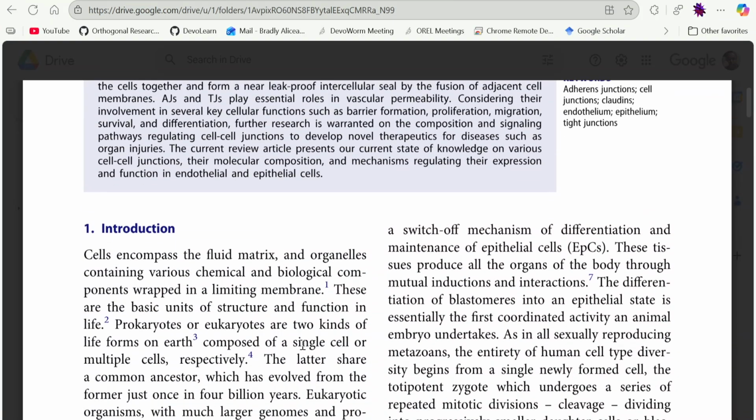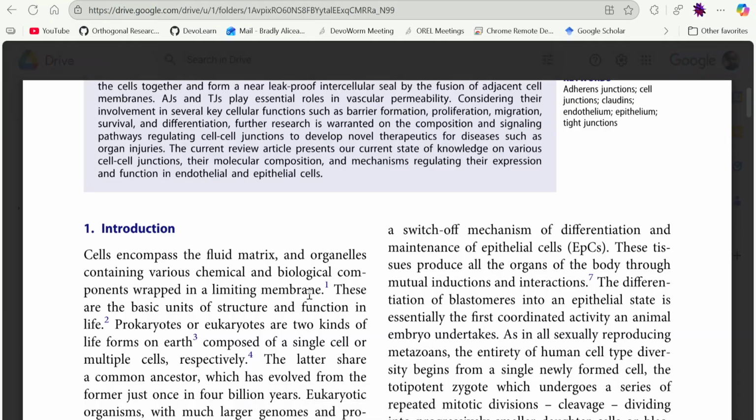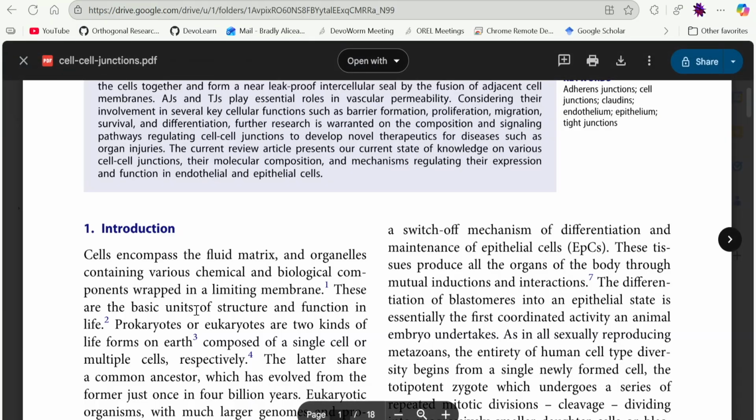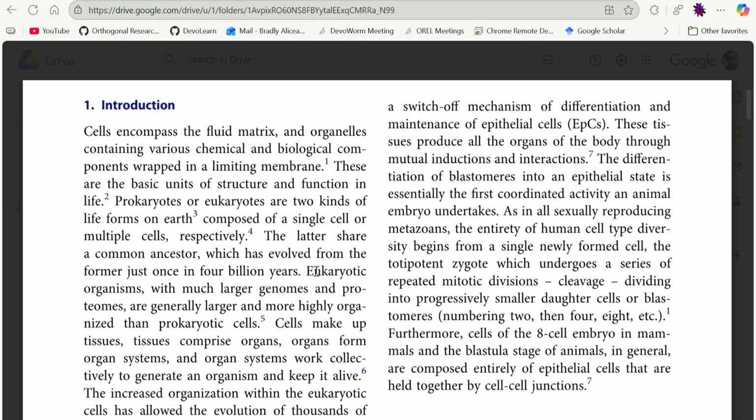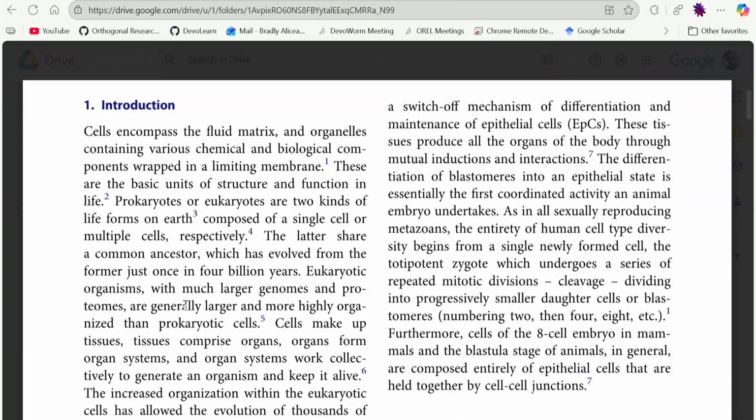So they're talking about eukaryotic cells here. Cells encompass the fluid matrix, and organelles containing various chemical and biological components are wrapped in a limiting membrane. These are the basic units of structure and function in life. The eukaryotic organisms, with much larger genomes and proteomes, are generally larger and more highly organized than prokaryotic cells.